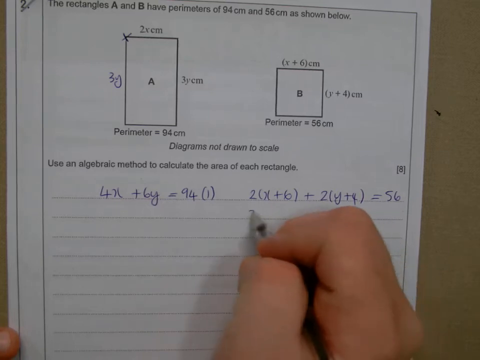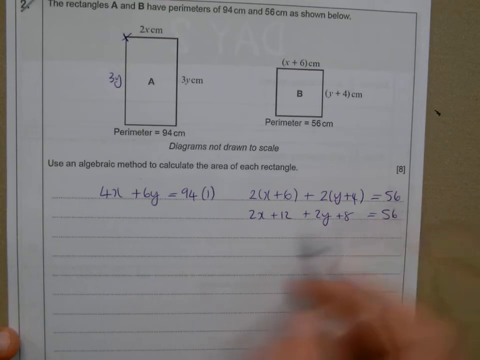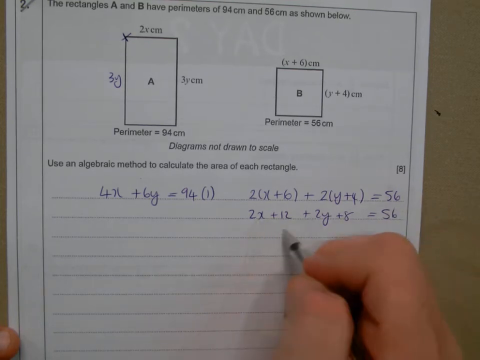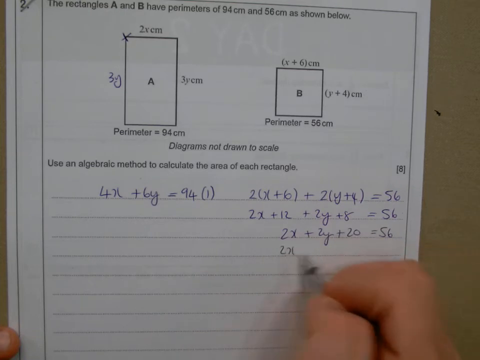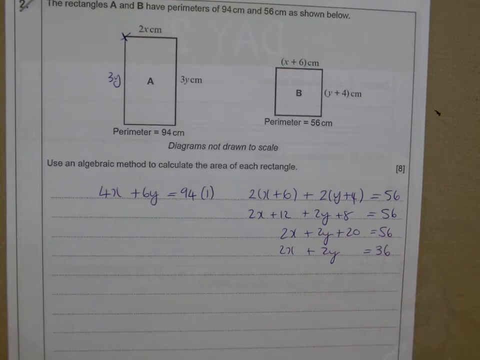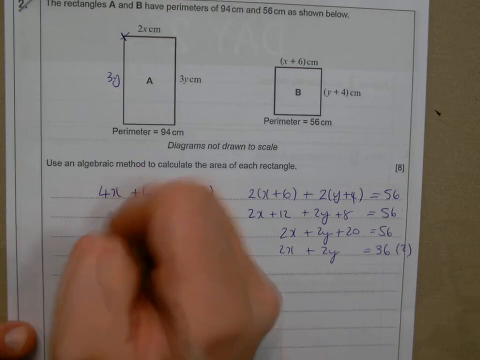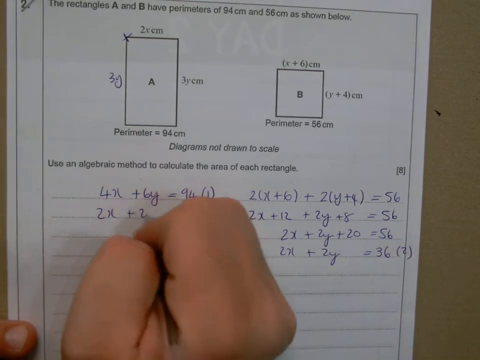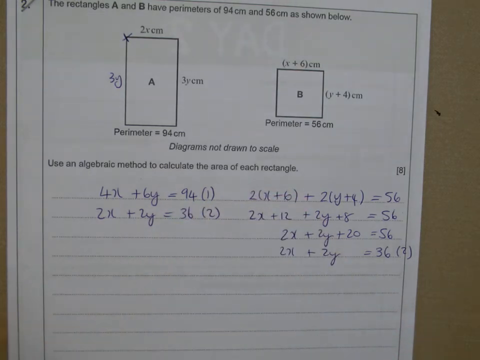So if I expand the brackets, I'll have 2x plus 12 plus 2y plus 8, which equals 56. Simplifying this then, 2x plus 2y plus 20 equals 56. So 2x plus 2y will equal, if I take that 20 over the other side, 36. So that's equation 2 there. Sometimes it's useful to line up the two equations, so you might want to rewrite it underneath here: 2x plus 2y equals 36. Now, let's look at the two equations to see what we can do.